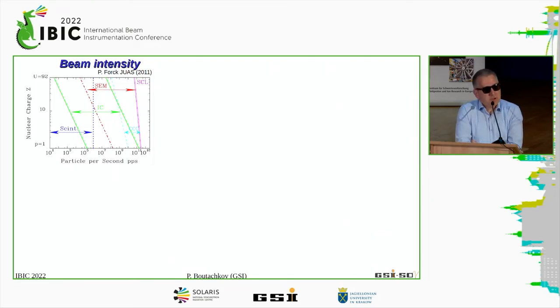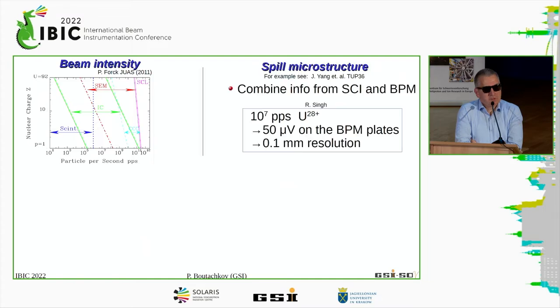The other application, which is a bit more demanding in counting rates, is spill structure analysis. Zheng Yang showed you something we can do in this area yesterday in her paper. The point is there we go as high as possible. Typically we used up to 10 to the 6 particles in this study, but we would like to go even higher, 10 to the 7, because then other beam instrumentation devices come into play. We can measure with our BPMs and get pretty decent resolution.